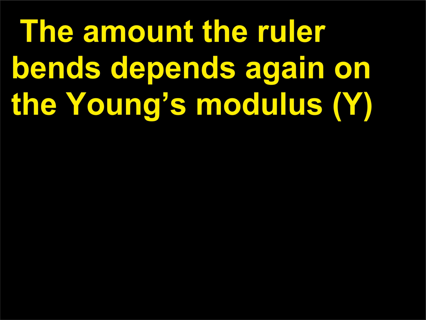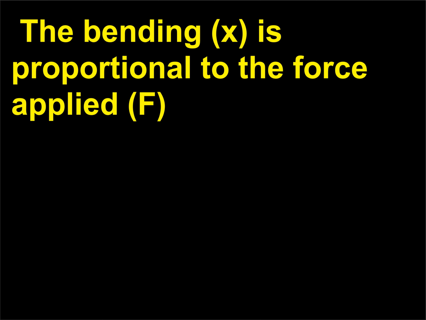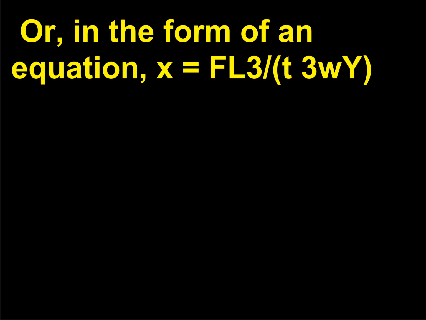The amount the ruler bends depends again on the Young's modulus, Y, of the material as well as its length, L, width, W, and thickness, T. The bending, X, is proportional to the force applied, F, and the length cubed and inversely proportional to its thickness cubed. Or, in the form of an equation, X equals F L cubed over T cubed W Y.